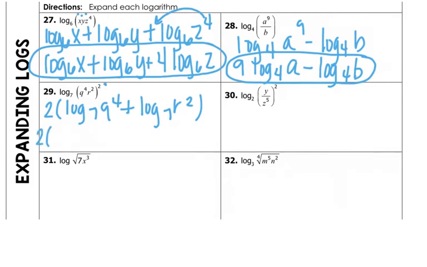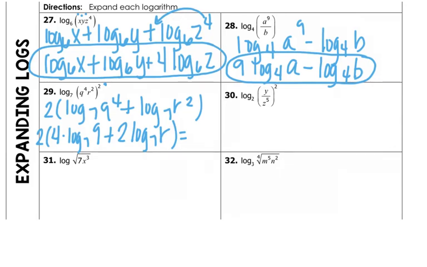So now we have 2 times 4 times log base 7 times 9 plus 2 times log base 7 times r. And remember, we're just taking those exponents and putting them at the front, okay? And finally, we use distributive property. I don't know if it's really technically distributive property, but think of it that way. That's the easiest thing y'all can do.